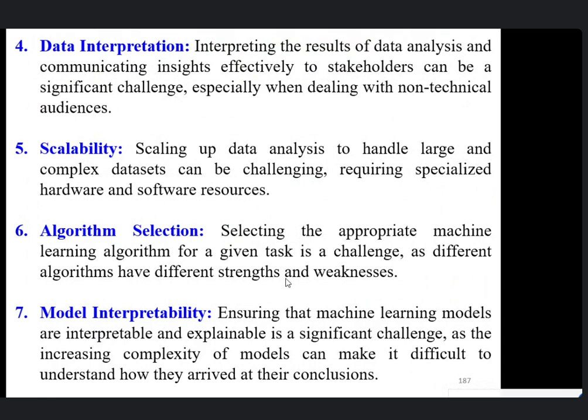Algorithm selection is one of the challenges in data science, because selecting the appropriate machine learning algorithm is a task. It depends on the constraints and the requirements, and different algorithms have different strengths and weaknesses. Then model interpretability: a model is a simplified version of reality, and ensuring that machine learning models are interpretable and explainable is a significant challenge, as the increasing complexity of models can make it difficult to understand how they arrived at their conclusions.